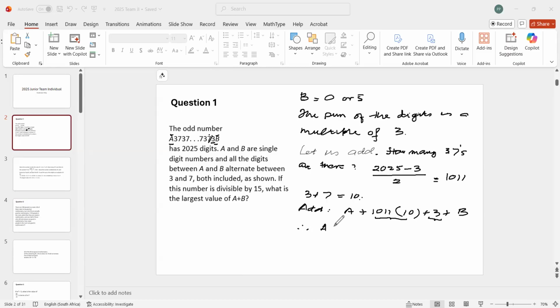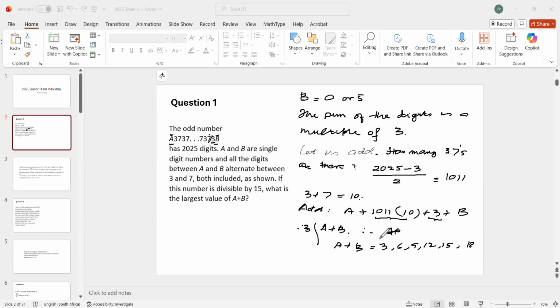Therefore, A plus B. We use the symbol, this vertical sign, for is a factor of. So 3 is a factor of A plus B. A and B are single digits. So therefore, A plus B can be 3 or 6 or 9 or 12 or 15 or 18. The largest value it can have is 18 because A and B could be 9.